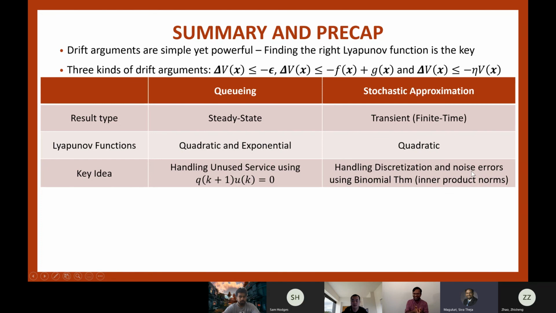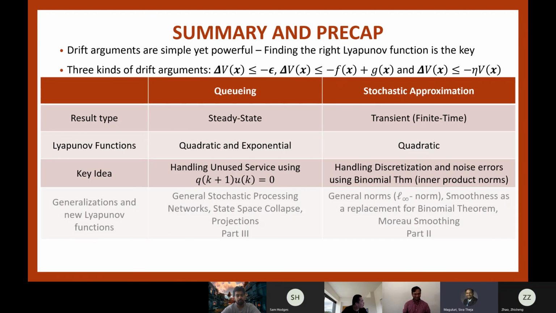First, you should look at the ODE. Relative to the ODE, handling the discretization and noise errors is key. And then even though I didn't illustrate why, I told you that the binomial theorem plays an important role, and the inner product structure gave us this binomial theorem.